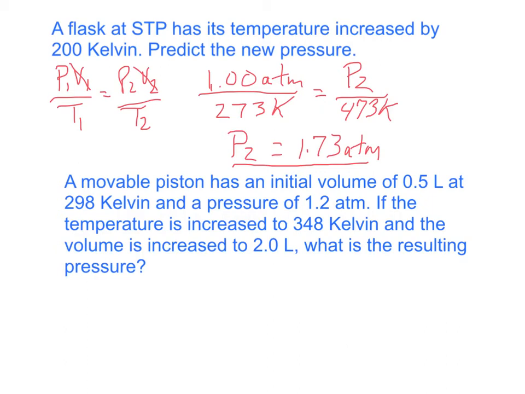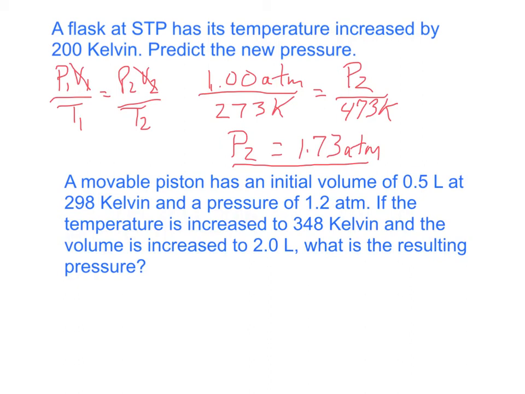So this one has everything changing. It's a movable piston, has an initial volume of 0.5 liters at 298 Kelvin, and at a pressure of 1.2 atmospheres. The temperature is increased to 348 Kelvin, but the volume is also increased to 2.0 liters, and we are supposed to figure out what the resulting pressure is. So we're going to have to keep all the terms there because everything's changing.